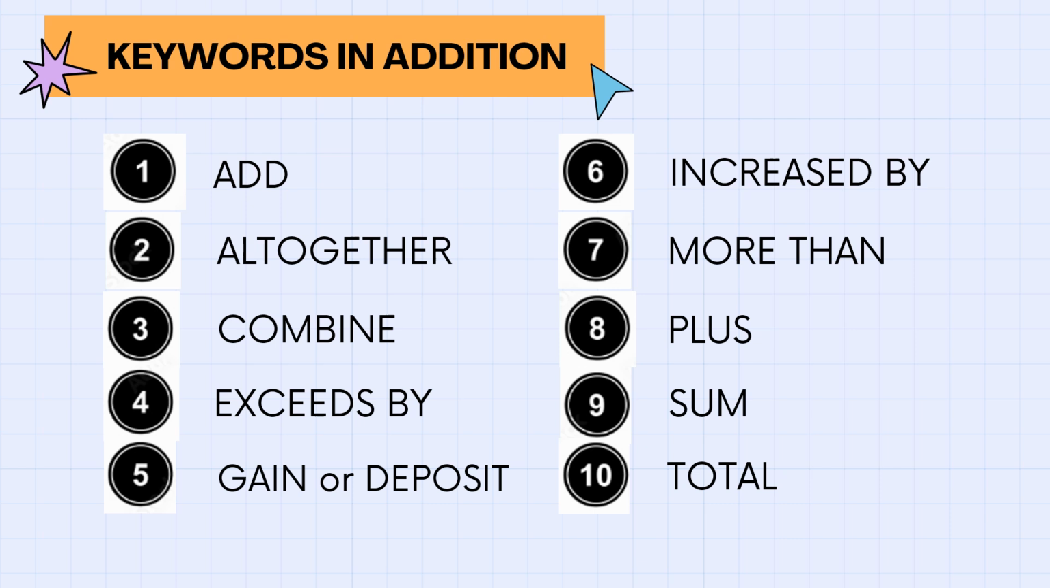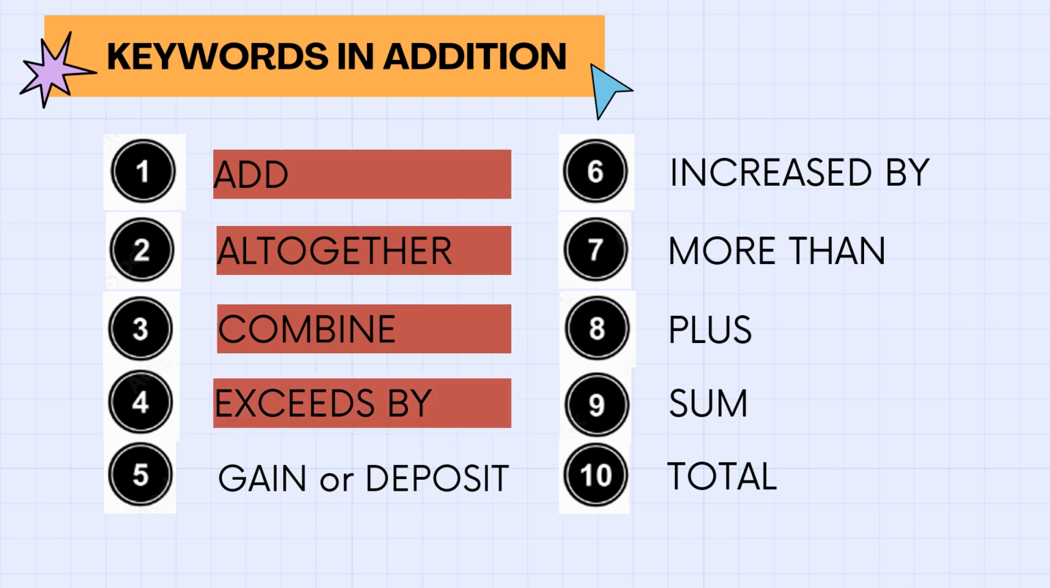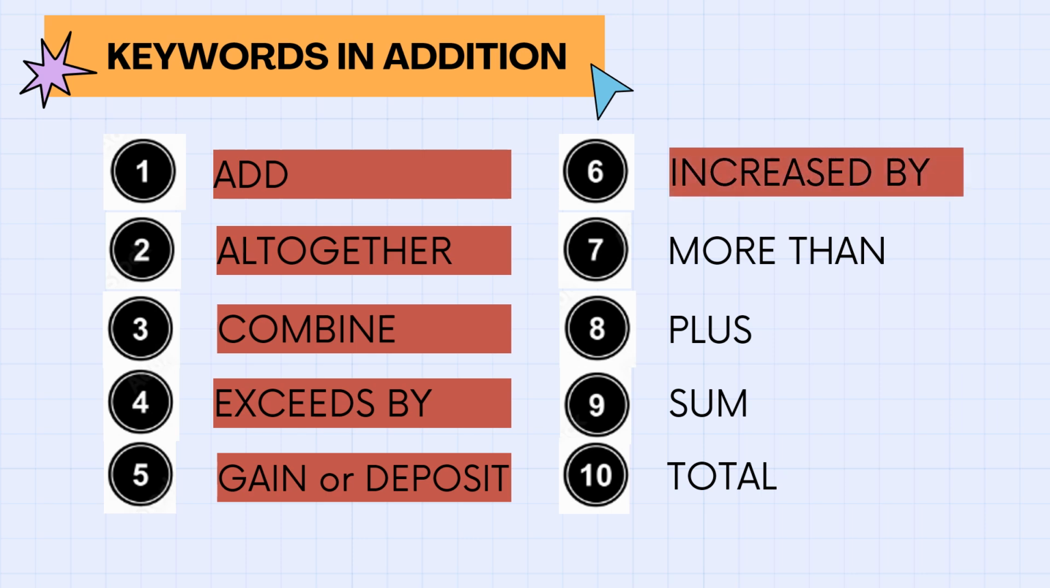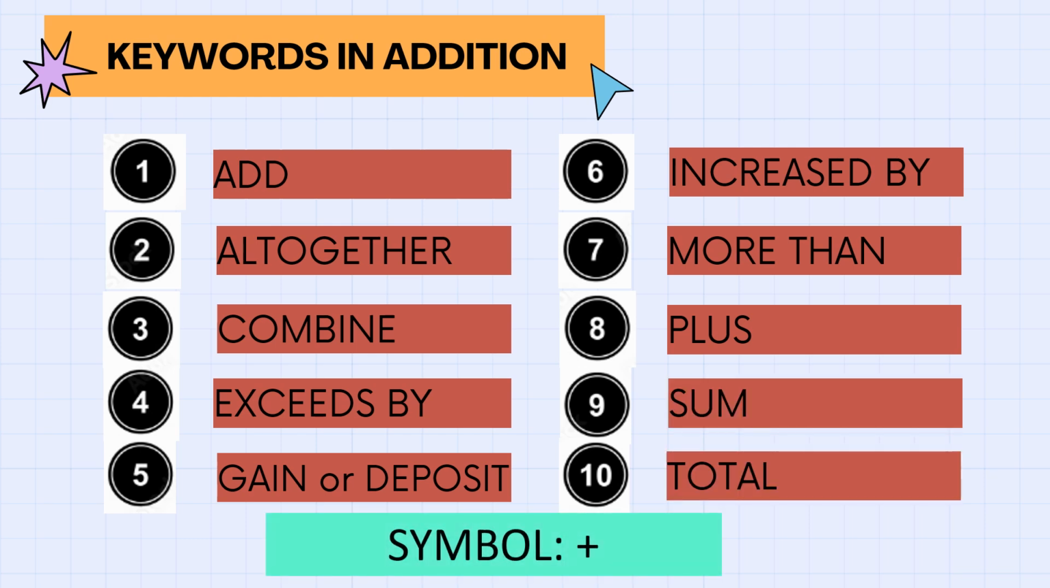These are the keywords in addition. Number 1, add. Number 2, altogether. Number 3, combine. Number 4, exceeds by. Number 5, gain or deposit. Number 6, increased by. Number 7, more than. Number 8, plus. Number 9, sum. And number 10, total. The symbol that we're going to use for addition is the plus sign.